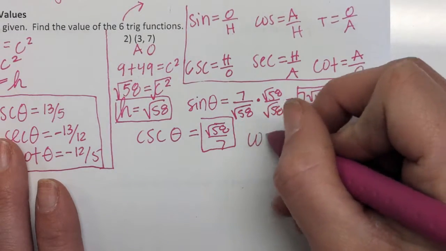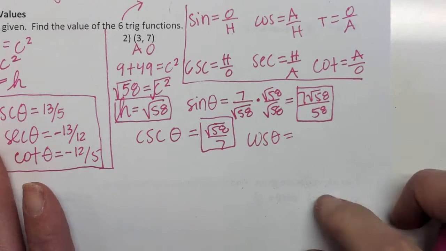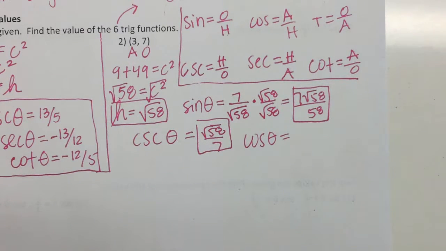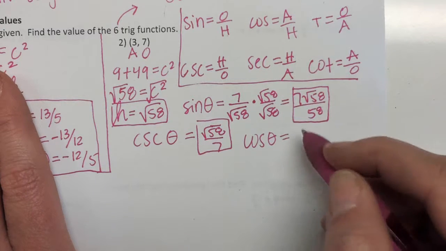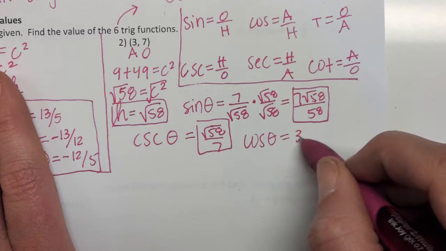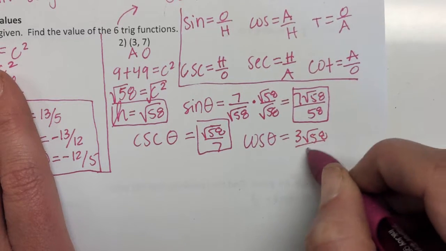Next one, let's do cosine theta. Now, cosine theta is going to be adjacent over hypotenuse. That would be what? 3 over root 58. Do we have to write that and get rid of the radical on bottom? What's the shortcut? Wouldn't it be the same exact thing as what? Sine, except instead of 7, there'll be a what? 3. Very good. I'm trying to save y'all some energy.